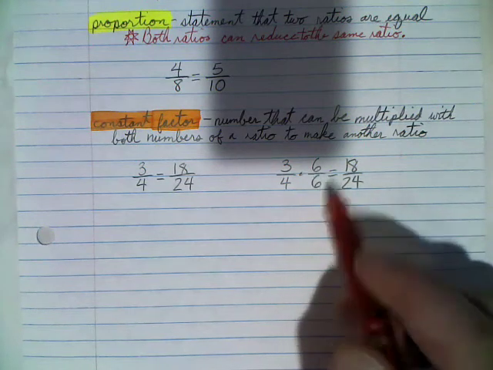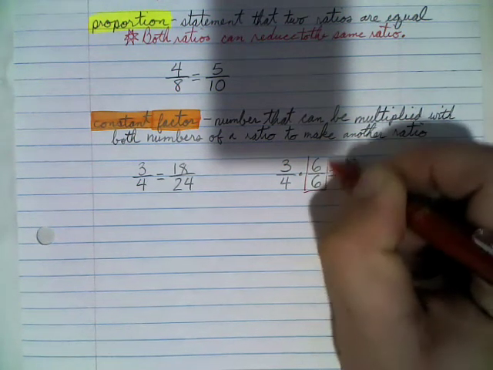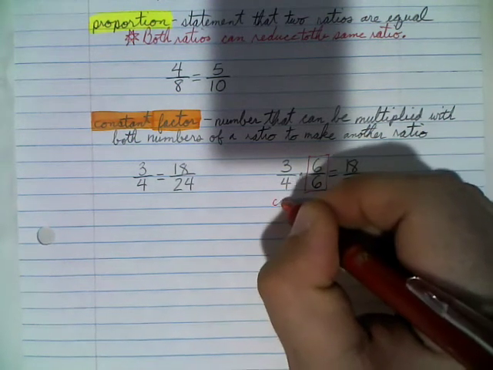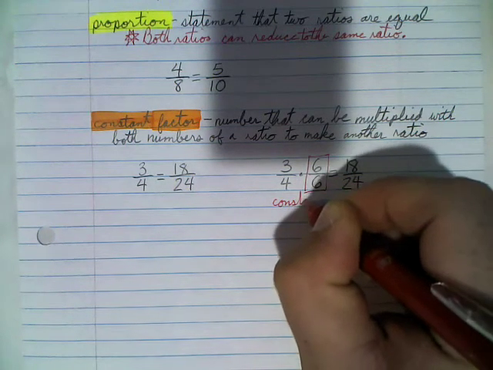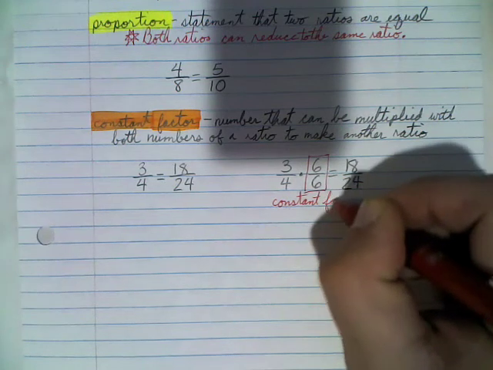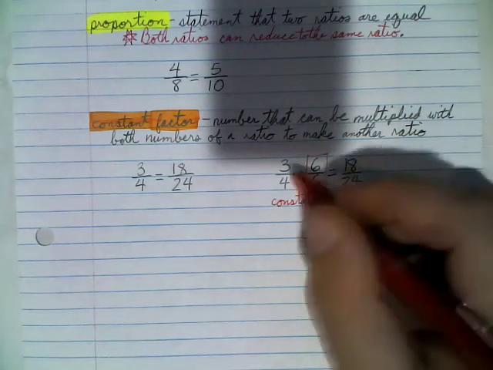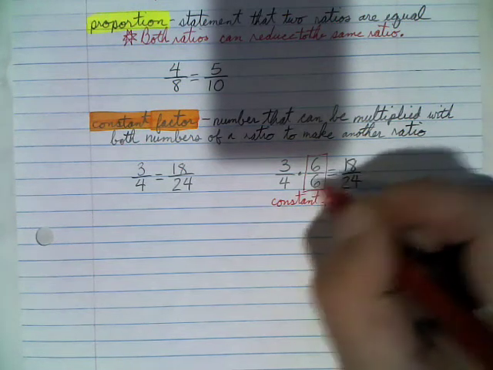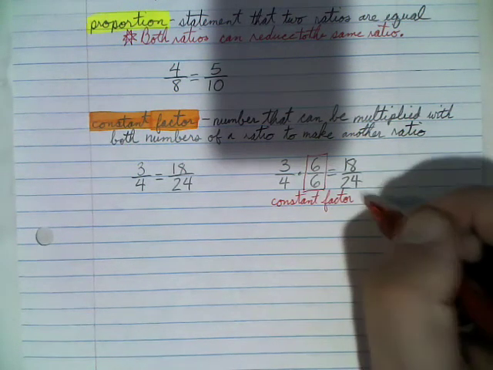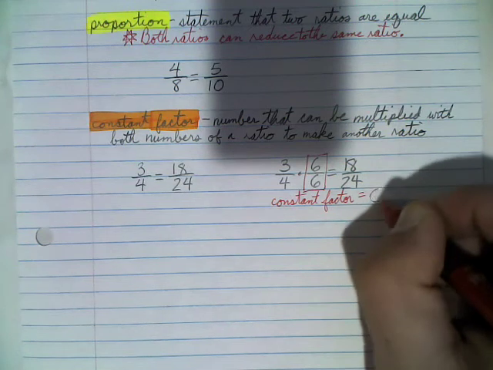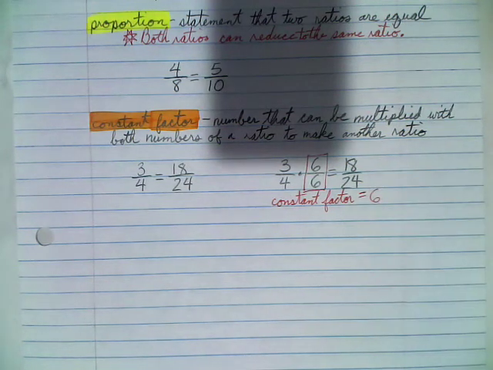Now by doing this though, I've just shown that the constant factor here is the number I keep multiplying by. Well, what number did you multiply the numerator by? What number did you multiply the denominator by? The constant factor here is 6. So essentially, what would you use in a form of 1 to create the other fraction?